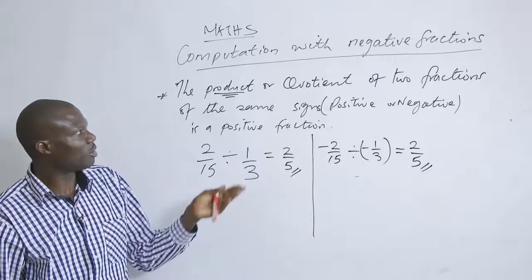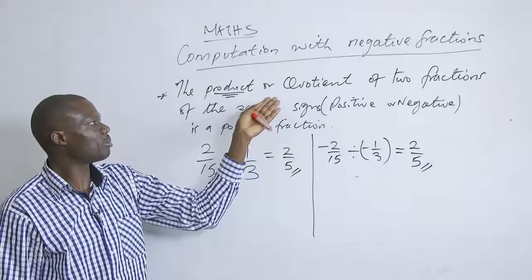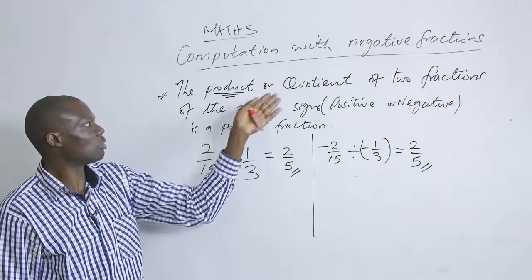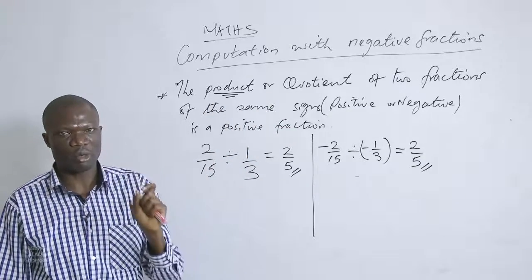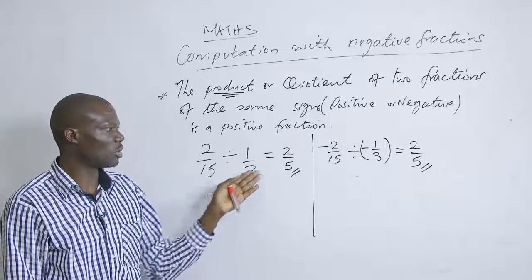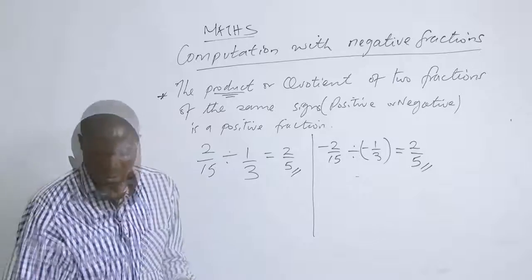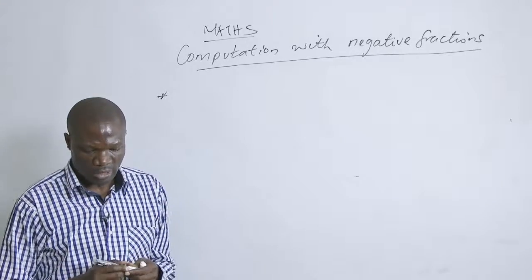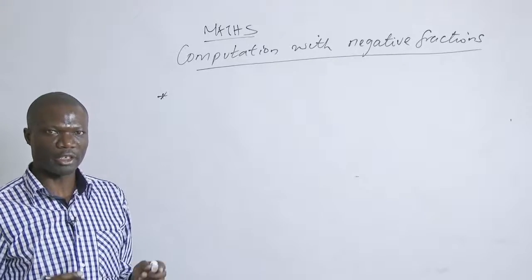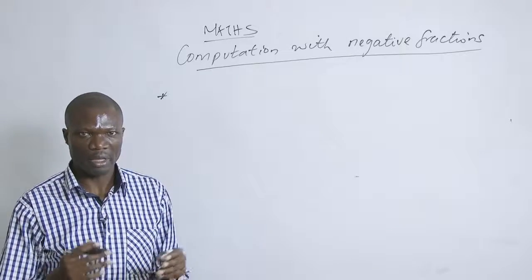That is to simply tell us that the principle of division, that is the quotient or product of negative numbers or positive numbers, will always give us positive fractions as its results. Now let us look at the next point that is very important when handling fractions.